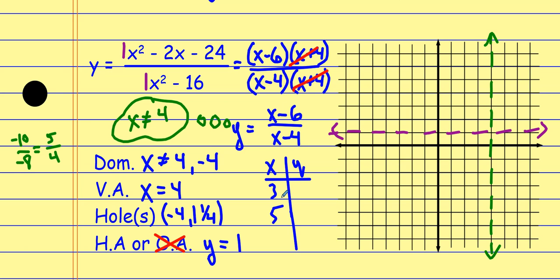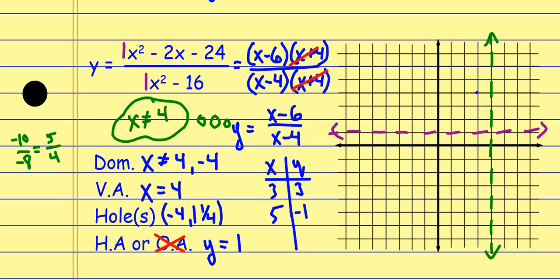If I plug the 3 in, 3 minus 6 is a -3. 3 minus 4 is a -1. -3 divided by -1 is a +3. If I plug the 5 in, 5 minus 6 is a -1. 5 minus 4 is a +1. So when I divide those, I get a -1. And so I plot this 3, 3.